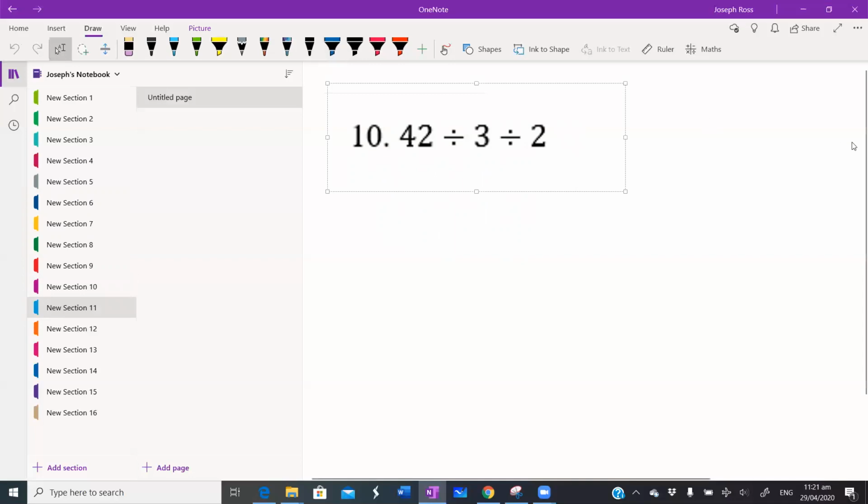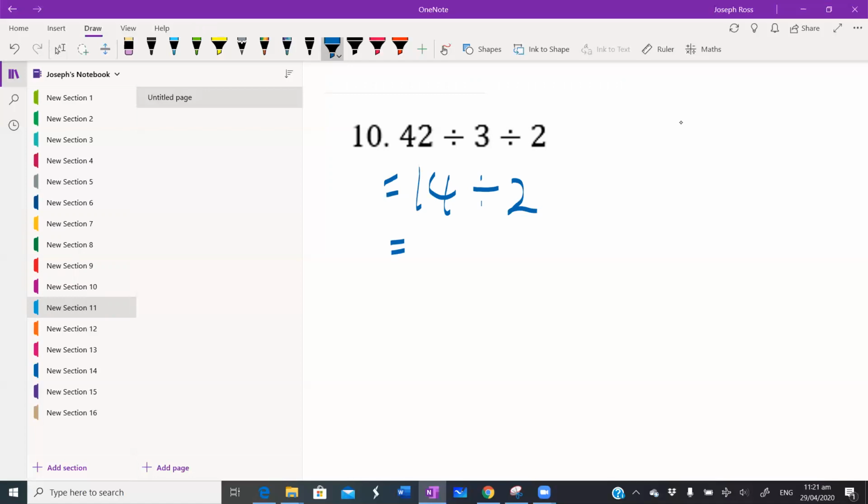Question 10, we've got 42 divided by 3 divided by 2. No brackets, no exponents. We have two divisions here. So we're working left to right. So firstly, we need to work out 42 divided by 3, which is 14, divided by 2, and 14 divided by 2 is 7.